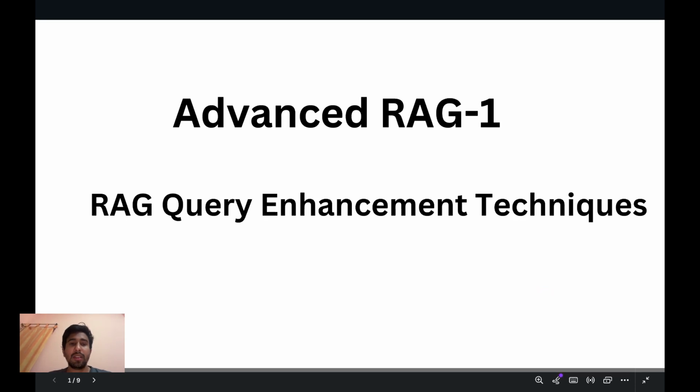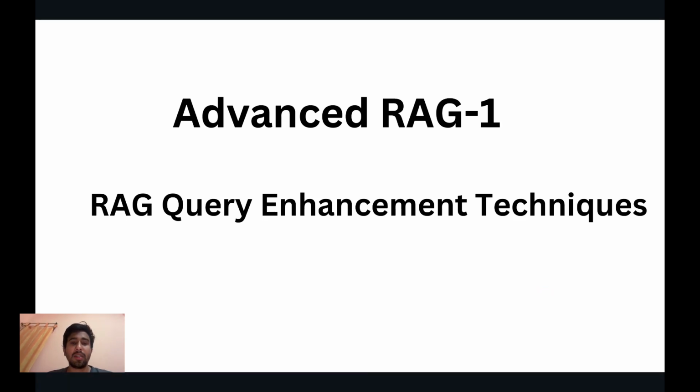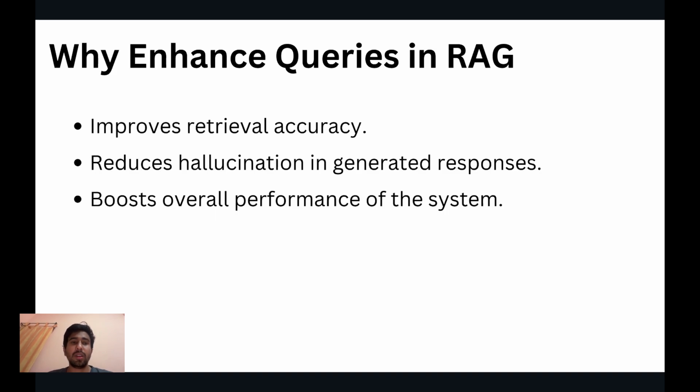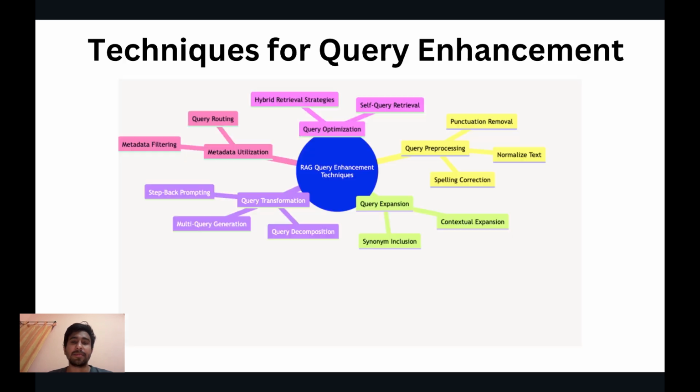Hello everyone. Today we are going to discuss RAG query enhancement techniques. So why do enhancement of queries in RAG? It improves the retrieval accuracy, reduces hallucination, and improves the overall performance of the RAG system. Instead of using the raw query from the user directly to retrieve the document, we can enhance the user query, which will give us better retrieval quality.